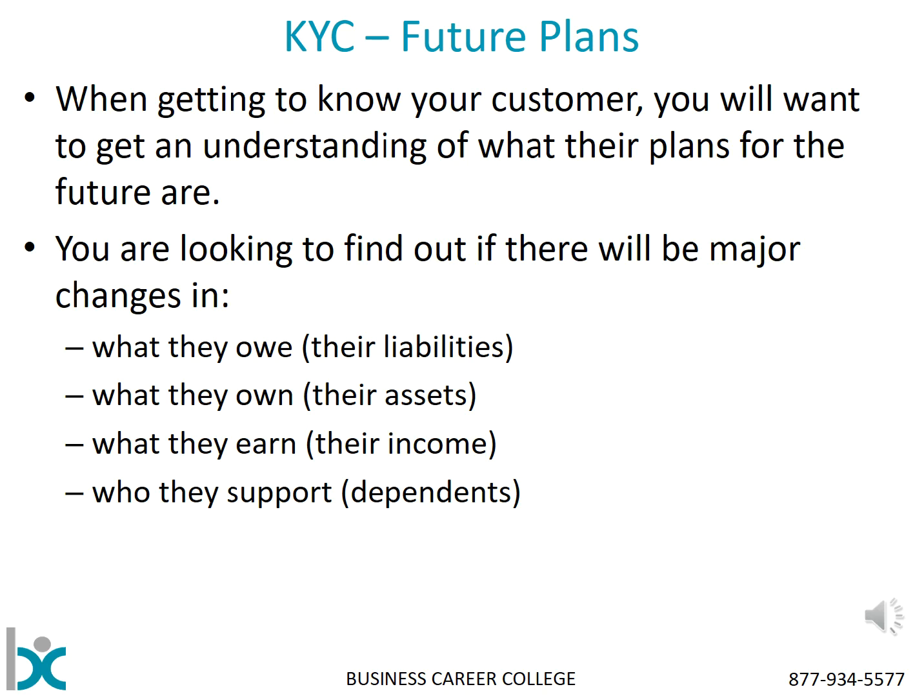And then the last part that we generally look at when we're looking at future plans is who they support, or their dependents. So this could be more obvious changes like a choice to have a child who will be a dependent for many years for them. But it may also be changes like a child becoming an adult and moving away from home where they're not supporting that dependent anymore.